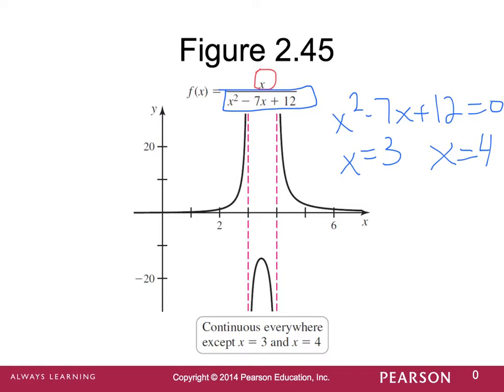As we approach 3 from the left, we are approaching positive infinity, and as we approach 3 from the right, we go to negative infinity. As we approach 4 from the left, we get negative infinity, and as we approach 4 from the right, we get positive infinity. So since those limits don't exist, those are points of discontinuity. We can then say that the function is continuous everywhere else except 3 and 4.